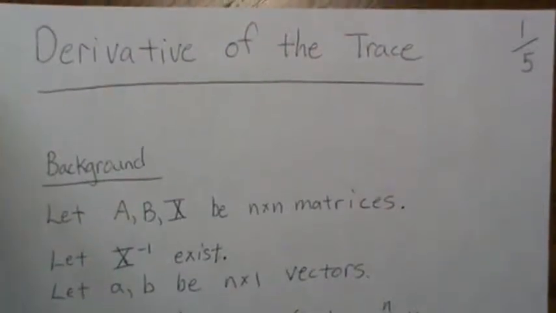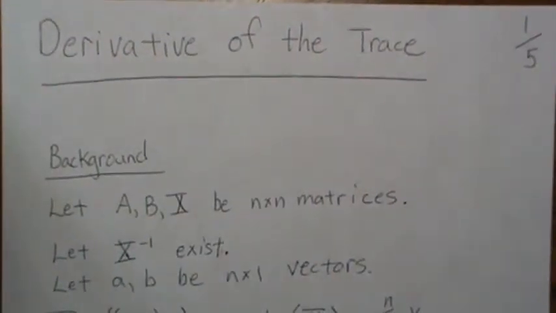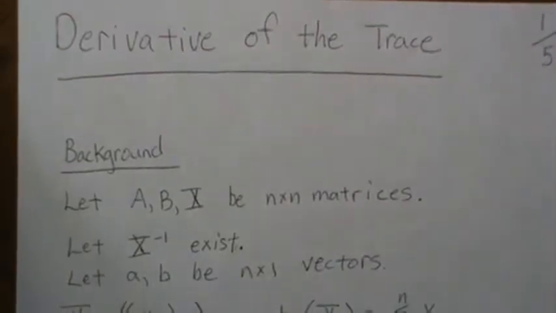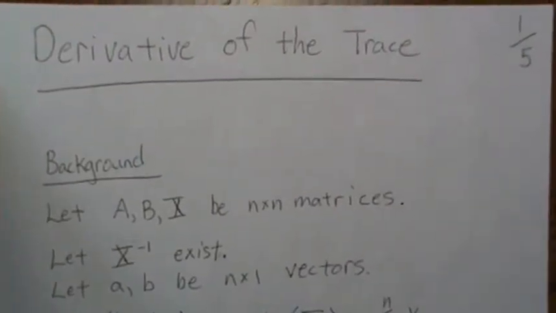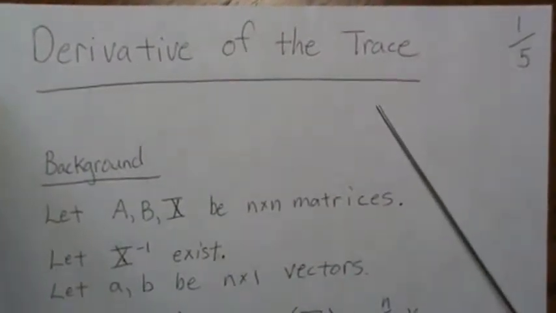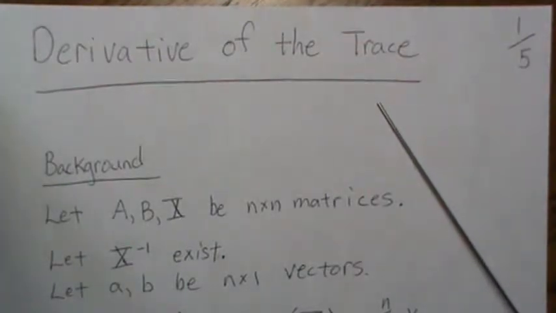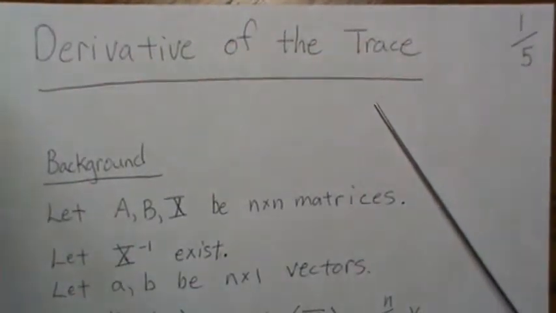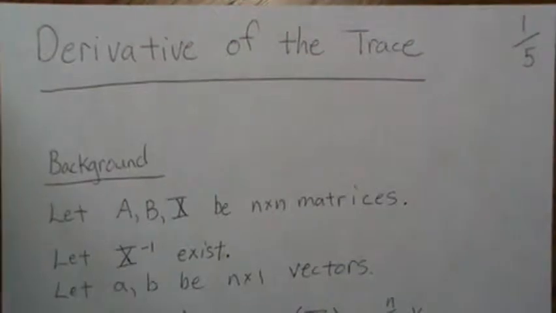Hello, this is the next video in my series on maximum likelihood estimation. In this video we're going to look at the derivative of the trace. And the trace is a square matrix function where it adds the diagonal elements.